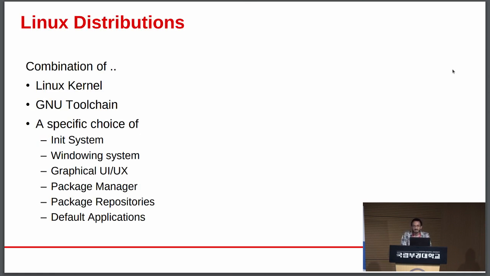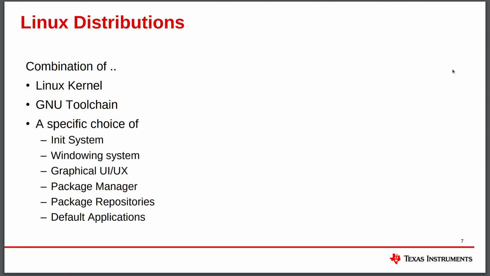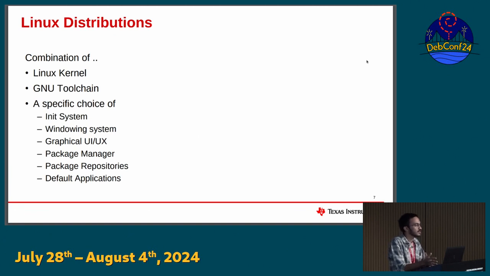A Linux distribution is basically just a combination of the Linux kernel, GNU toolchain, and a specific choice of the init system. It might be systemd or sysvinit or something else. The windowing system that you use, the graphical UI, the package manager that you have, and the package repositories that you choose to have, and the default applications. So the choices that you make will become a new Linux distribution that you can ship with a custom name. We have a lot of Linux distributions for desktop, like for example Ubuntu, Debian, Fedora, and other stuff.